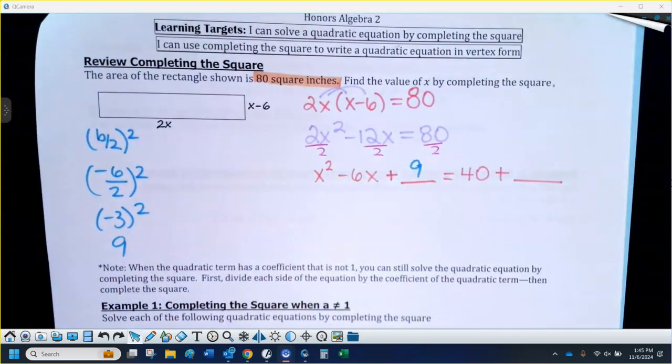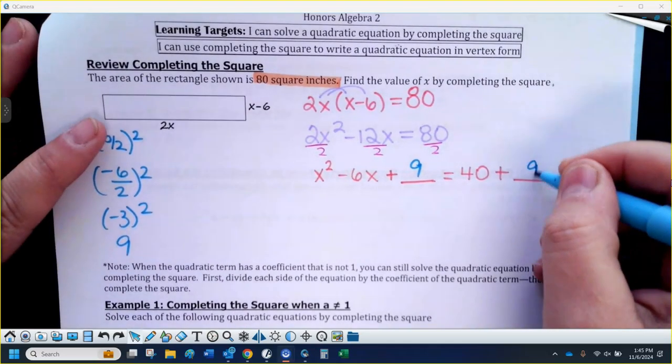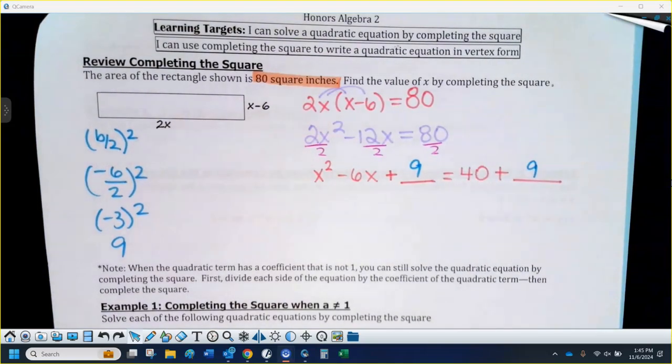So on the left side, that gives me a perfect square trinomial, which means if we put it in factored form, both of the factors are the exact same and we can squish it together. On the other side, I also have to add 9 because that keeps my equation balanced. I'm manipulating the left side to get 2 factors that are the same, so I have to do the same thing to the left side and the right side of that equation.